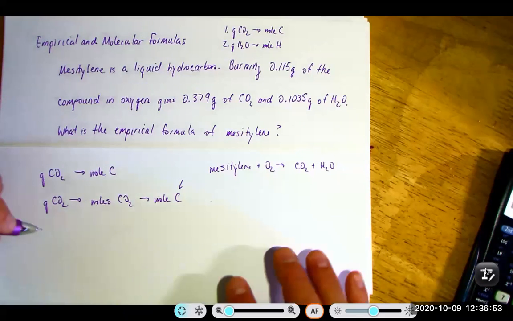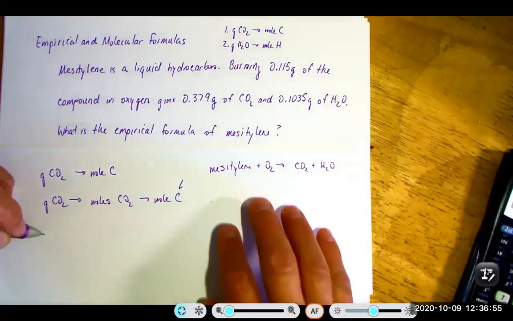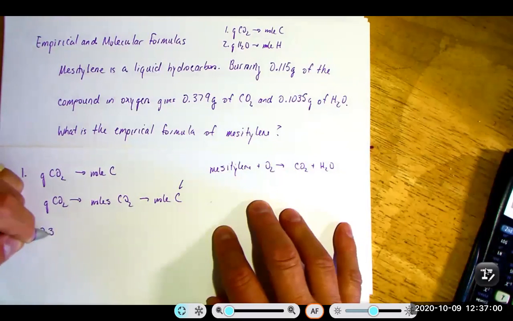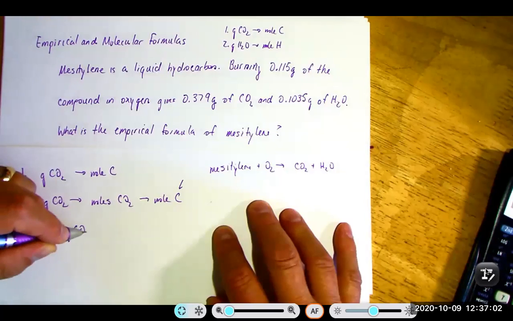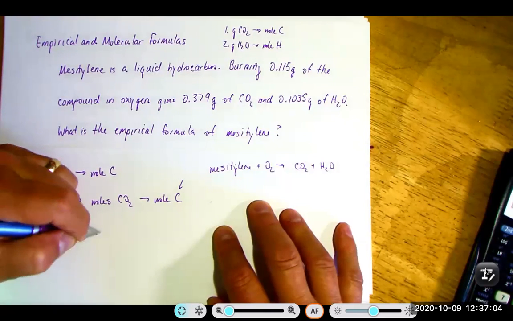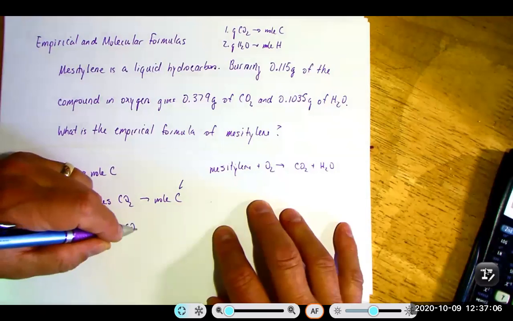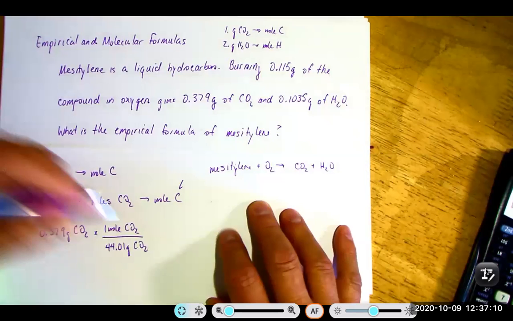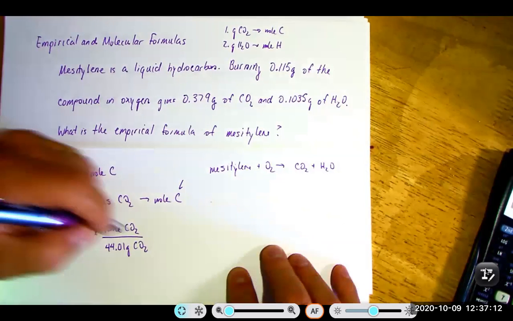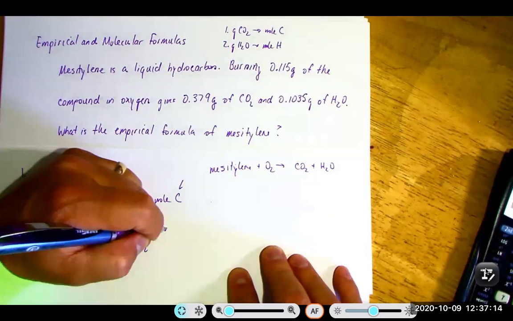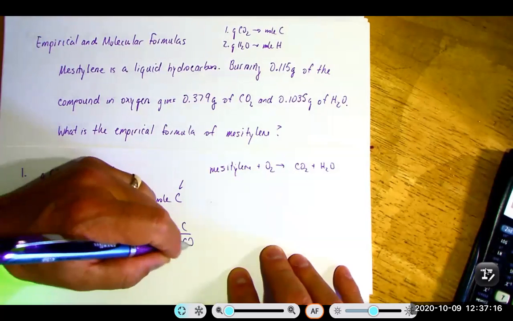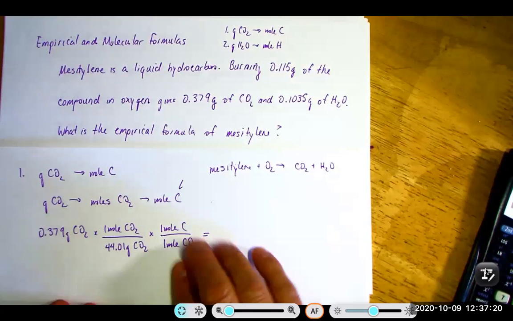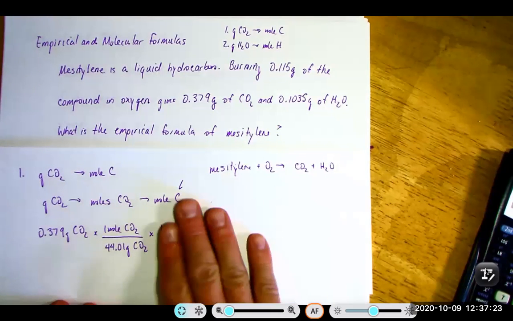So I like to always start with the CO2. So we have 0.379 grams of CO2 times 1 mole of CO2 per 44.01 grams of CO2 times 1 mole of carbon to 1 mole of CO2. A lot of students don't do this. They just go straight from here because you can see when we multiply by 1/1, the answer is going to be the same.